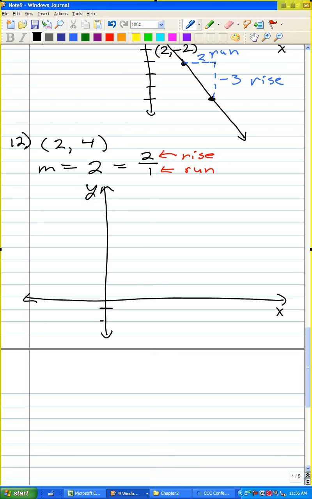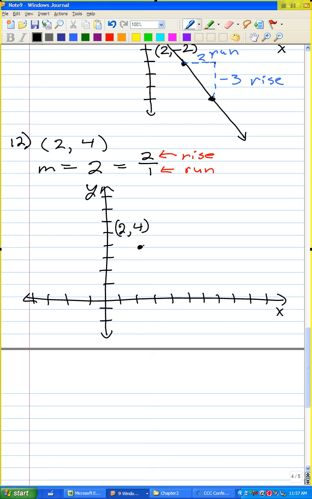And so 1, 2, 8, 2. Good enough. And so I'm here at the point 2, 4.